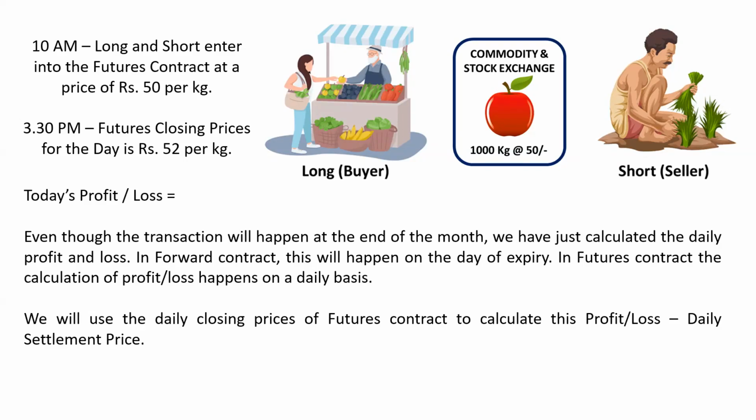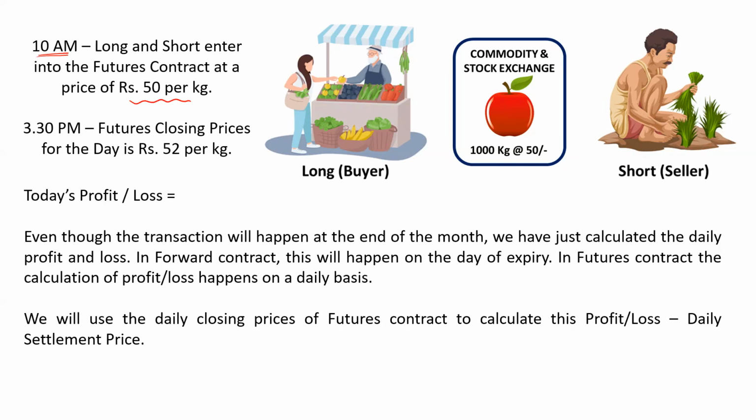So let's suppose around 10 a.m. in the morning, two people, one person is going to take the position of the long and the other person is going to take the position of the short, and they are entering into the futures contract when the price was 50 rupees per kg. So this is the price of the futures contract, or this is the price at which the futures contract on 1000 kg apple is trading at this particular point in time.